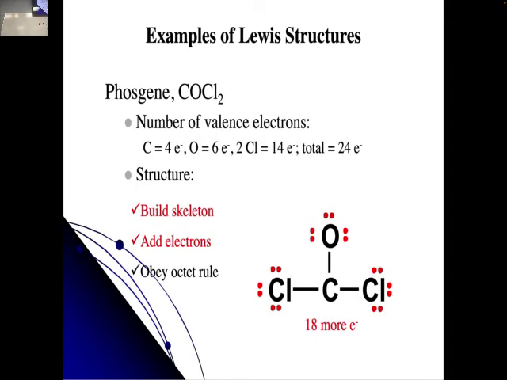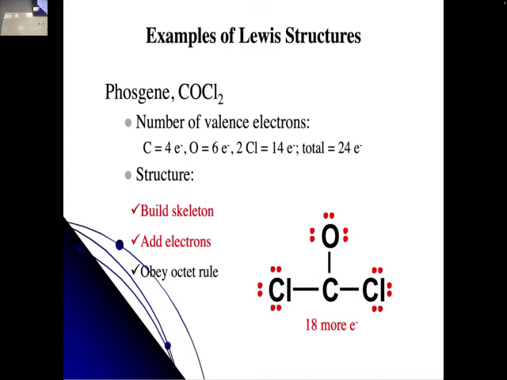We're going to start adding electrons, right? So I've taken care of that. So I've got 2, 4, 6, 8, 10, 12, 14, 16, 18. So 18 plus 6 is 24. I've accounted for all of my valence electrons, right?